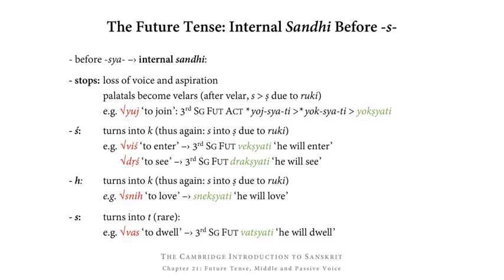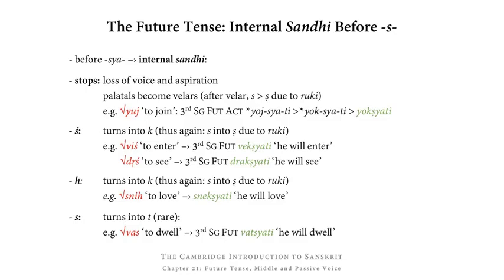So, for example, of yuj, meaning to join, we might expect a future form yoj-syati, with yoj being the guna of yuj, and then we add sya, and then we add ti. But in front of the sya, the j at the end of yoj, first of all loses its voice, becoming c. c is a palatal sound, which is then replaced by its corresponding velar form, which is k. And so we have yok-sya-ti. After the k, sya becomes shya due to ruki, and so we get yok-shya-ti.